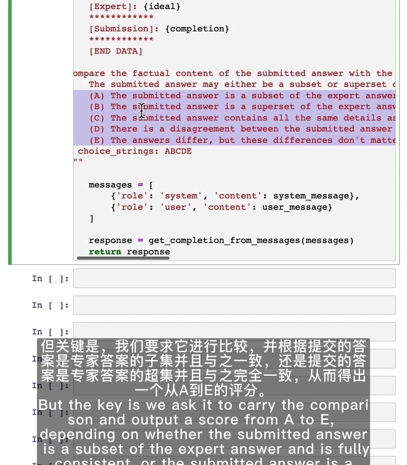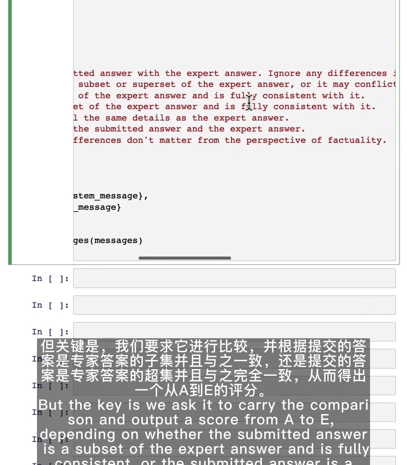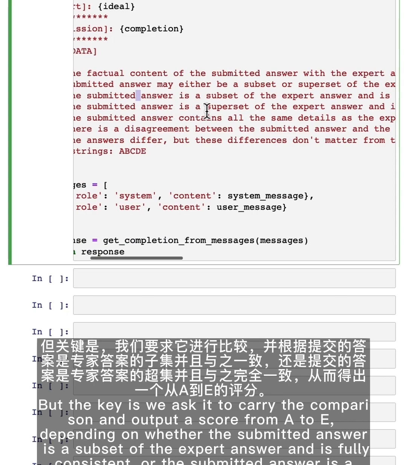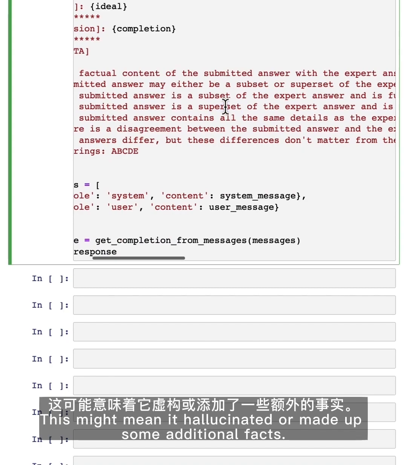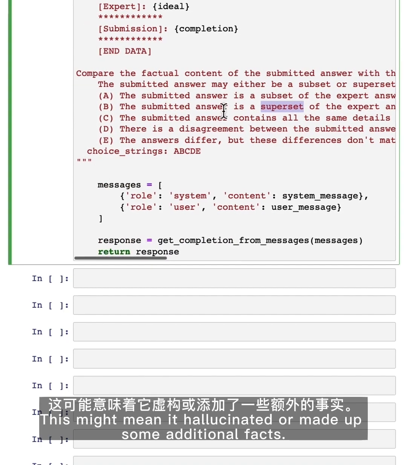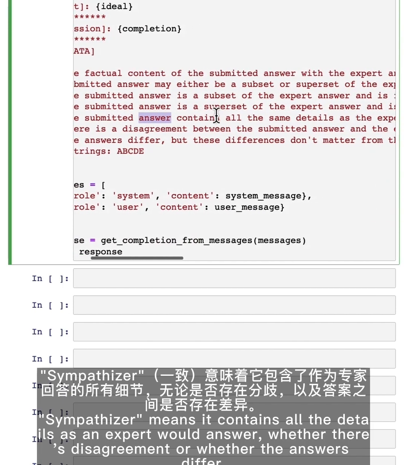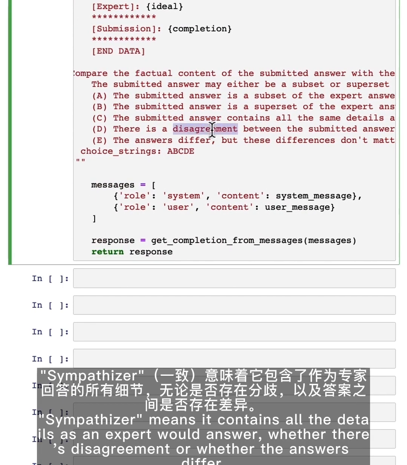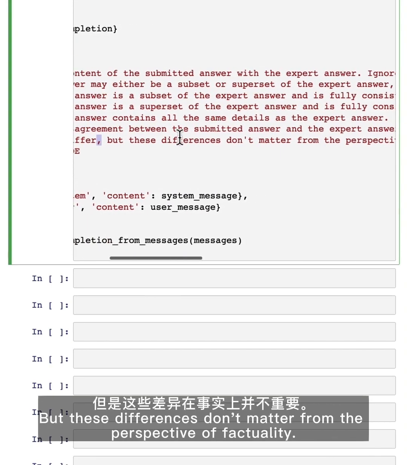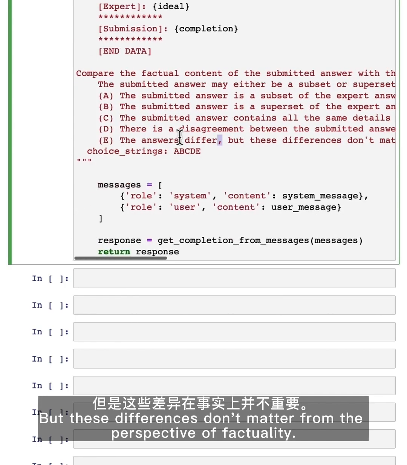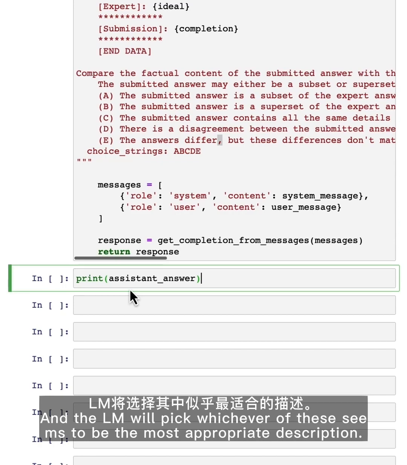from A to E, depending on whether the submitted answer is a subset of the expert answer and is fully consistent, versus the submitted answer is a superset of the expert answer, but is fully consistent with it. This might mean it hallucinated or made up some additional facts. Or the submitted answer contains all the details as the expert answer, or there's disagreement, or the answers differ, but these differences don't matter from the perspective of factuality. And the LLM will pick whichever of these seems to be the most appropriate description.